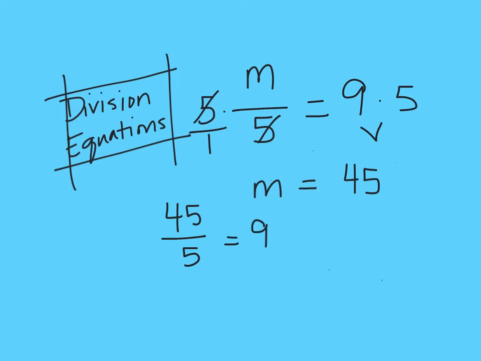So let's work that out. 45 divided by 5 goes in evenly 9 times. So 9 times 5 equals 45. So that means our solution of variable m equals 45 is correct.